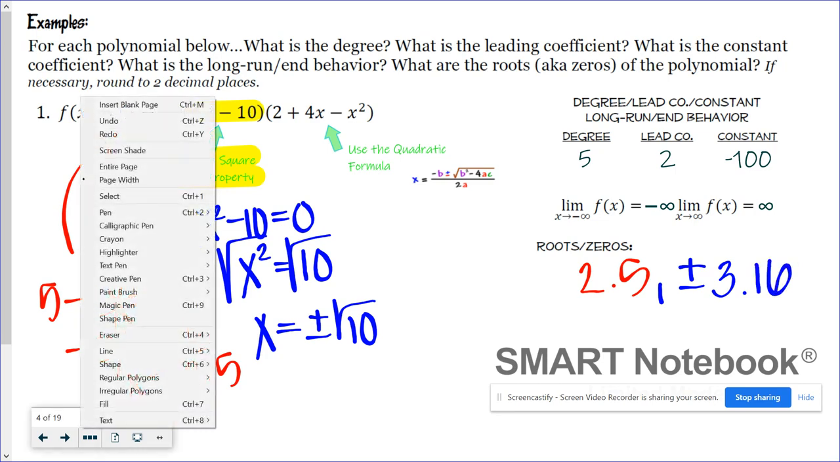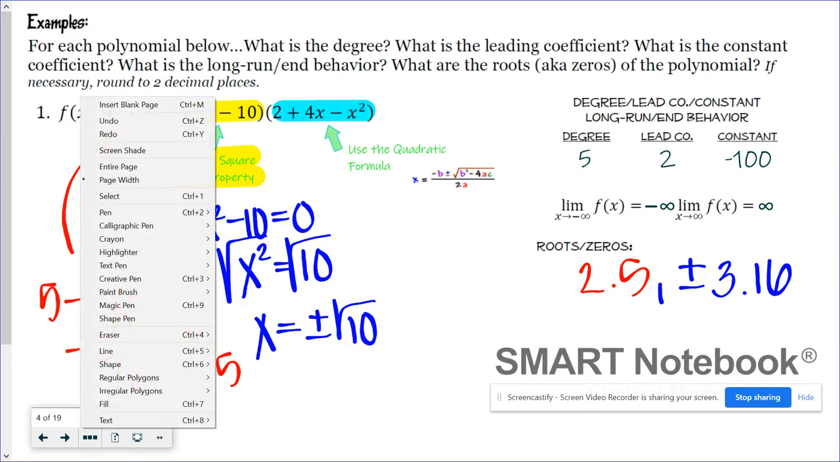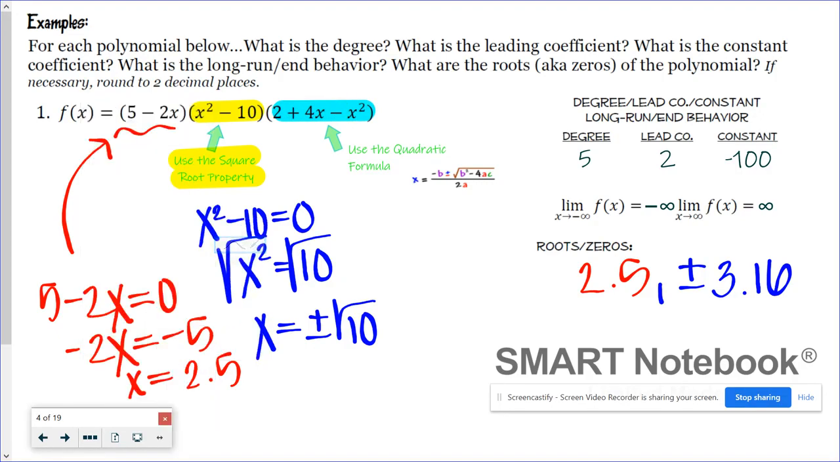And then for our last factor, we have 2 plus 4x minus x squared. Now, I mentioned earlier that this has been factored completely, so I cannot factor that further. So I'm going to have to use my quadratic formula in order to figure out what the zeros are here. So I need to identify my ABCs. A would be negative 1 because it goes with the quadratic. B would be positive 4, and C would be 2. And I'm going to plug those values into my quadratic formula.